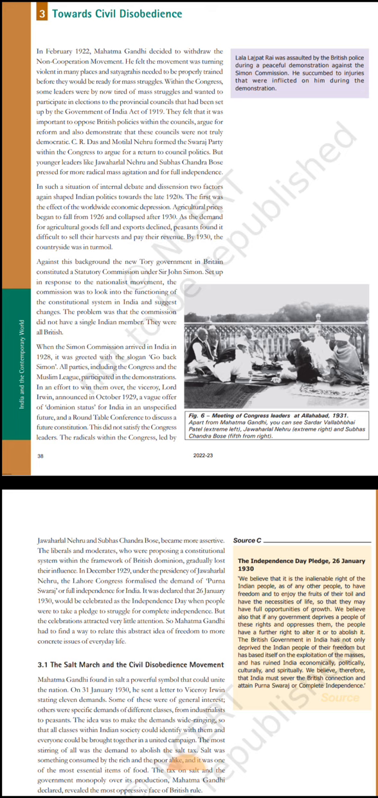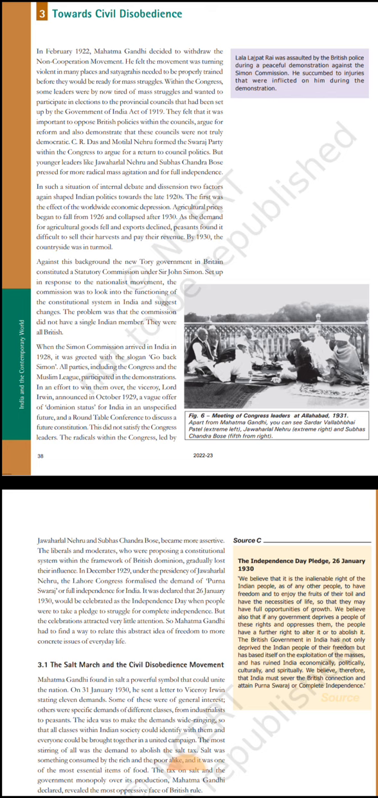Viceroy Irwin announced in October 1929 a vague offer of dominion status for India in an unspecified future and a round table conference to discuss a future constitution. The radicals within the Congress, led by Jawaharlal Nehru and Subhash Chandra Bose, became more assertive. They were not satisfied with Viceroy Irwin's offer. And in December 1929, the Lahore session formalized the demand of Purna Swaraj, or full independence for India. On 26 January 1930, it would be celebrated as Independence Day. There is also a question asked: when was Independence Day first celebrated? That is 26 January 1930. Okay.